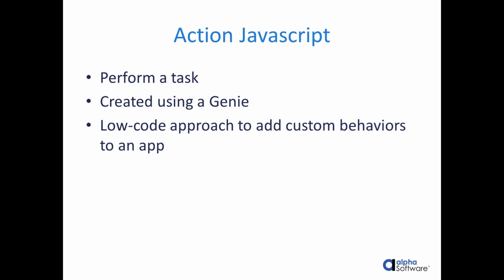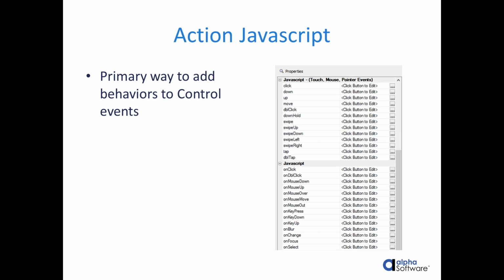It's created with a Genie as opposed to writing code. So this is a low-code approach to add custom behaviors to your app. And the places where you can use Action JavaScript directly are in the control events for text boxes, checkboxes, etc. The JavaScript touch mouse pointer events, and also this other set down here just called JavaScript. These are the on click, mouse and keyboard events effectively. The other ones are your touch on your mobile device. But in both of these scenarios for these properties, Action JavaScript is a primary way to set up your behavior.